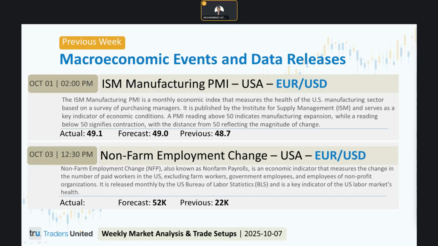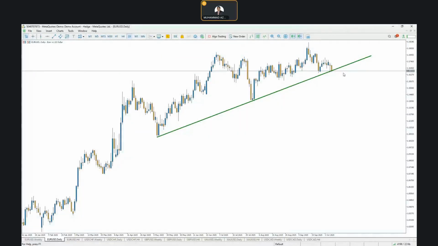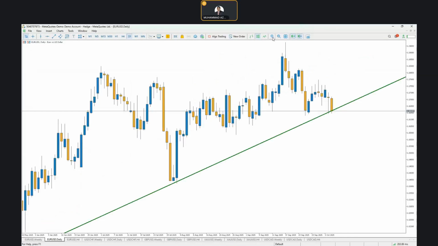The market was left with only the previous month's soft 22K print and speculation about the current state of the economy. Now let me decode the price action. Here's a chart of the euro dollar currency pair. Let me zoom in a little bit.